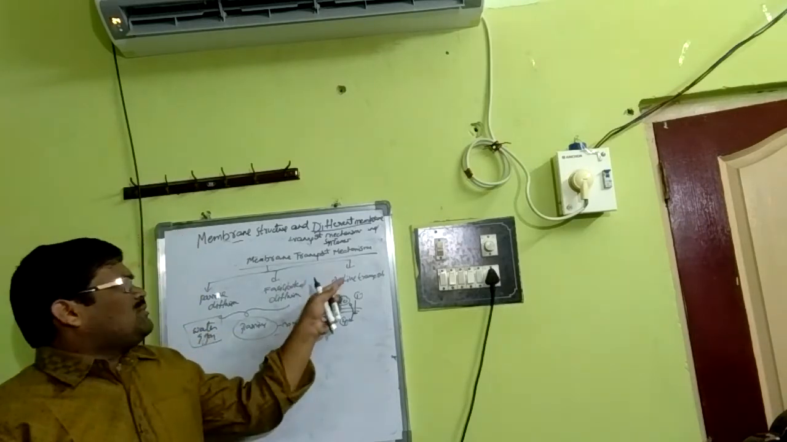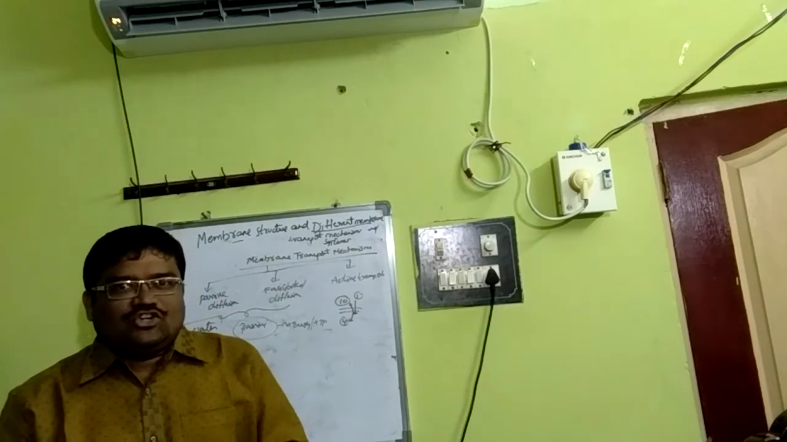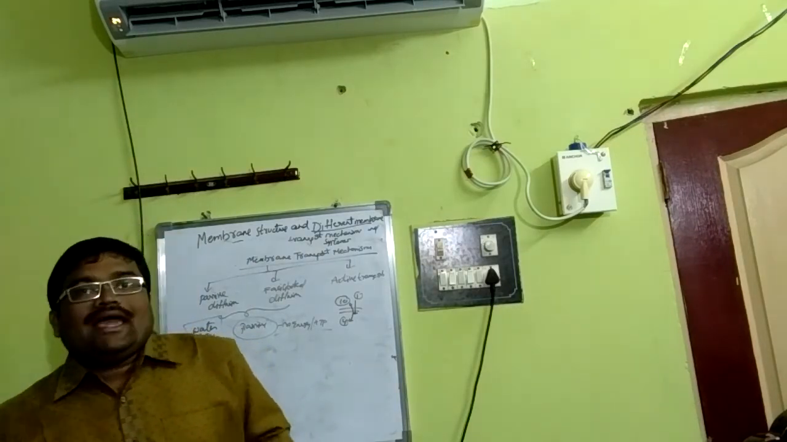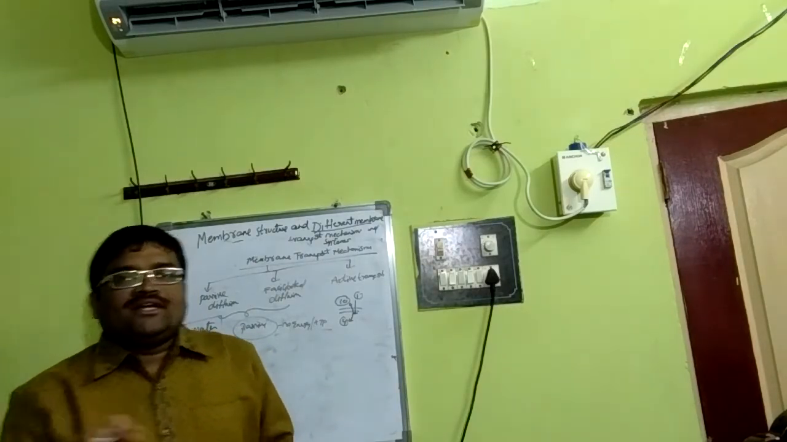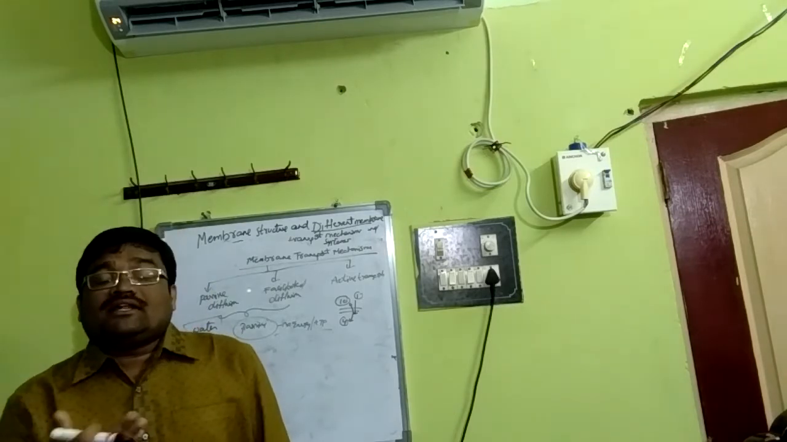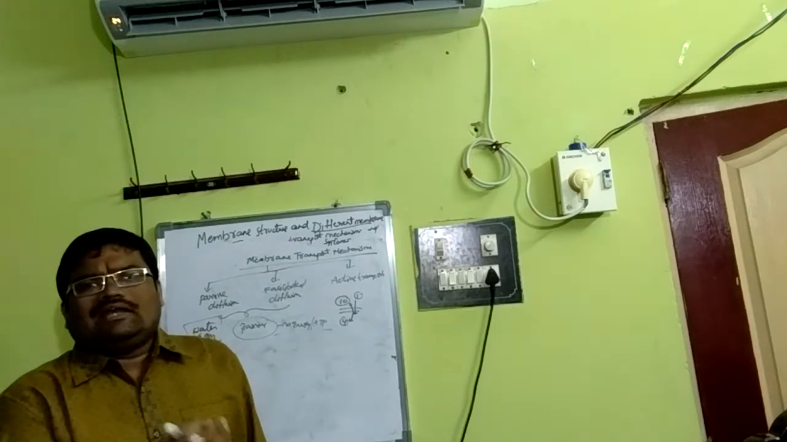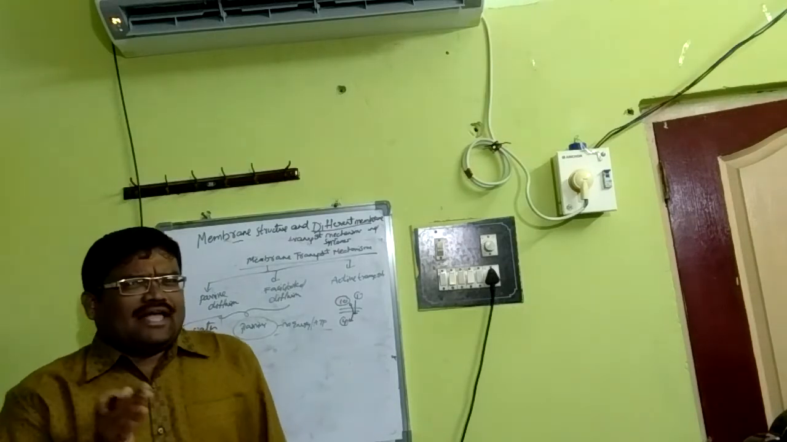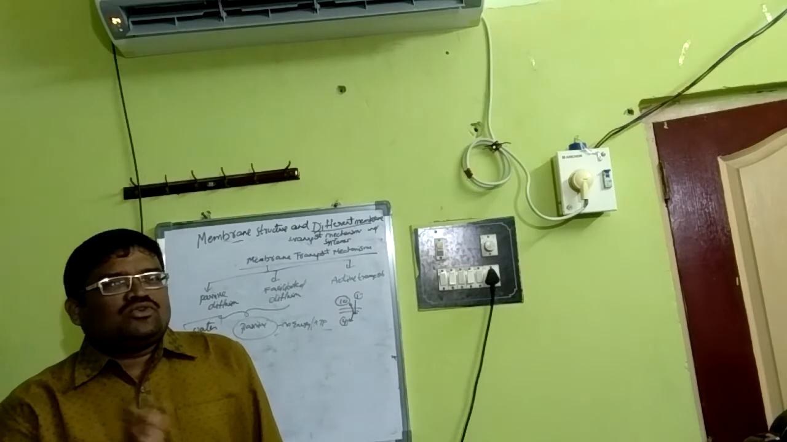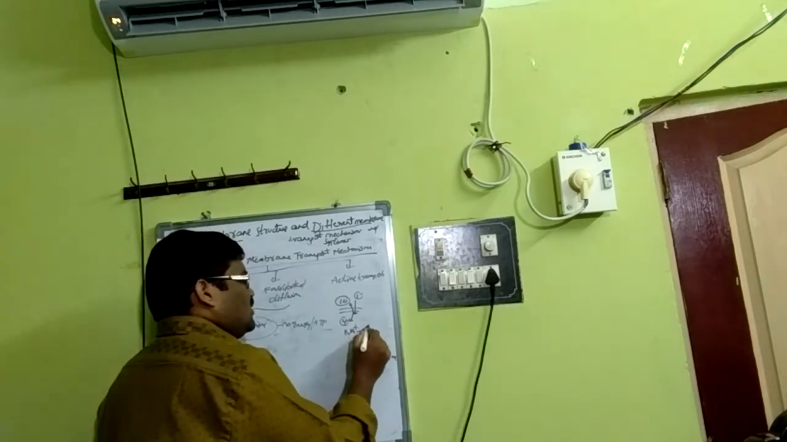The distinguishing feature between active and passive is that it involves energy utilization, because it moves against the concentration gradient. Since it is moving against the concentration gradient, it has to utilize ATP. Simply, we can call it active transport. The most important and common classical example for active transport is the sodium potassium pump.